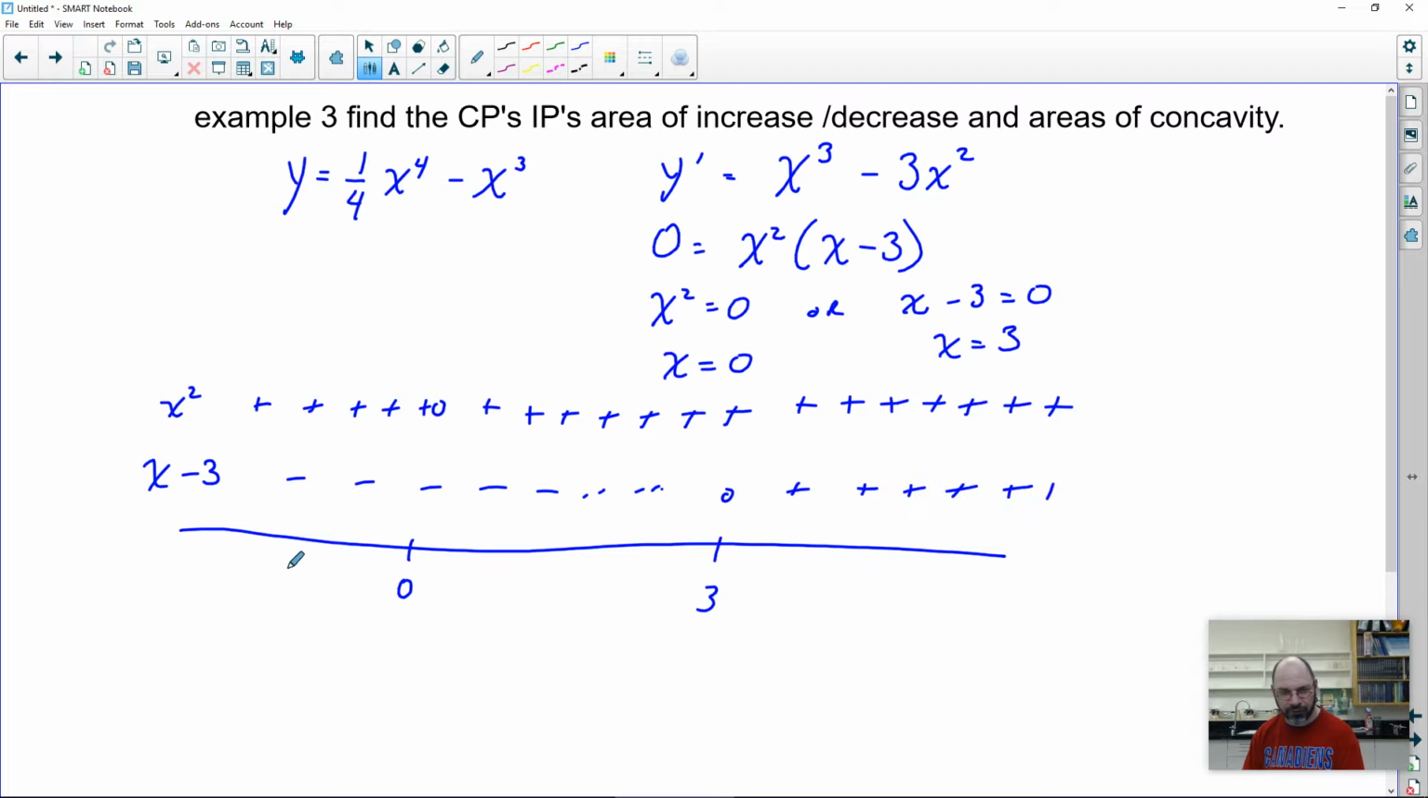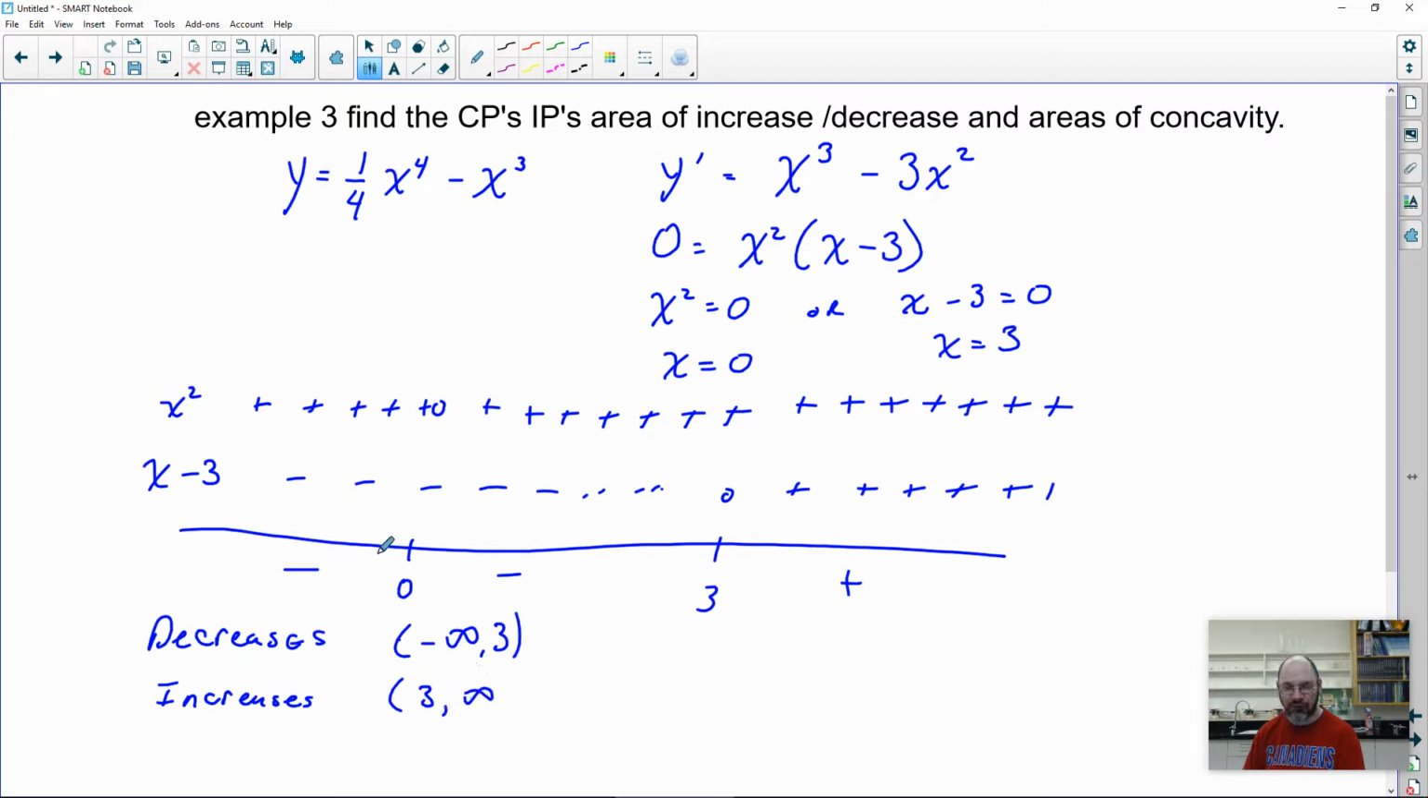Okay, so this is decreasing, decreasing, increasing. So it decreases from negative infinity all the way to 3. And it increases from, let's see here, 3 to positive infinity.